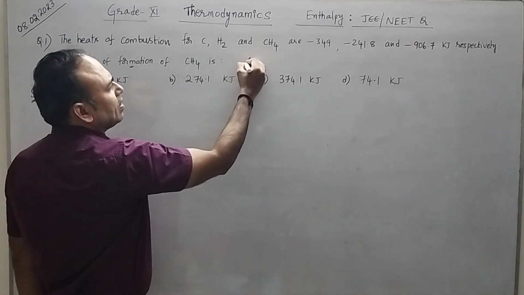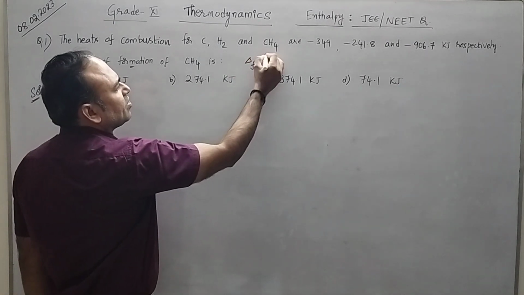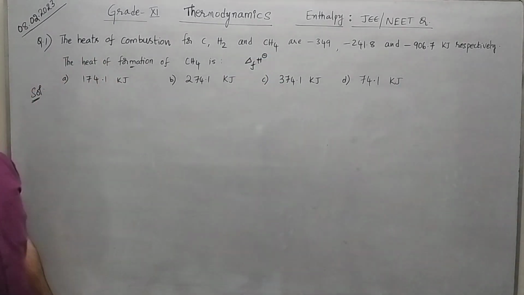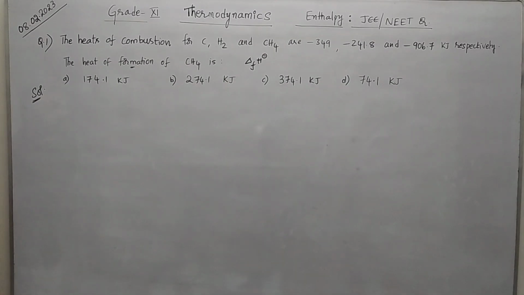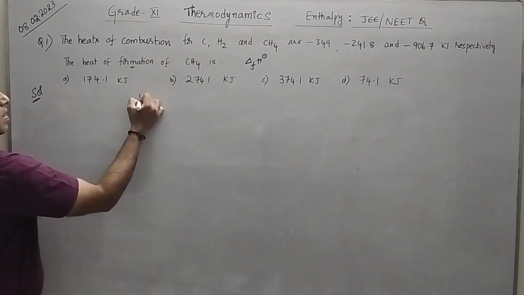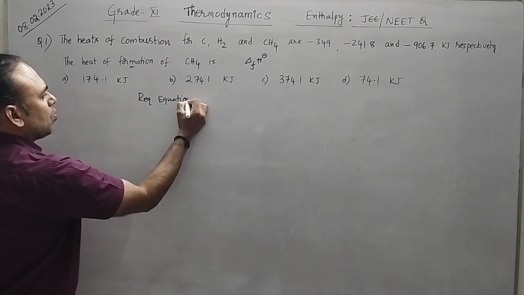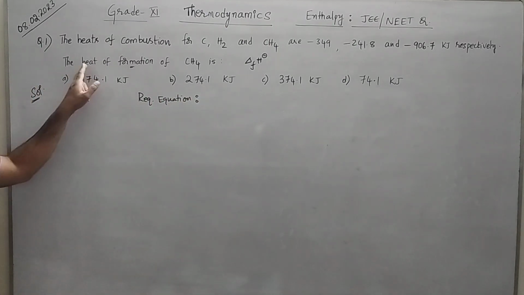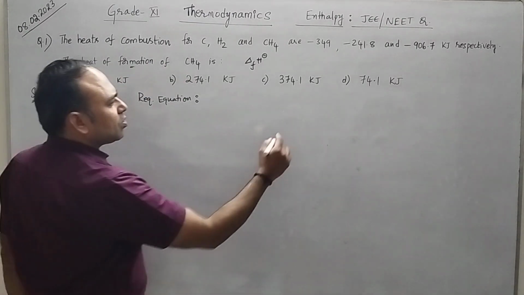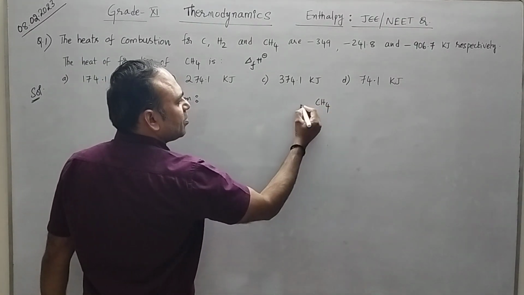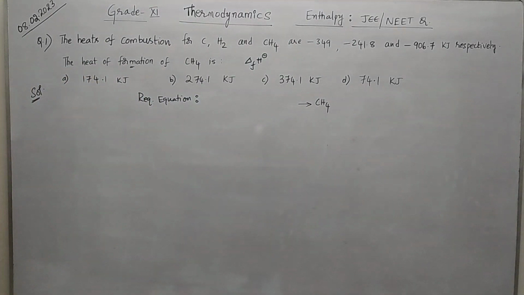So you can write the symbol delta fH, the standard enthalpy of formation. Before we start, let us write the required equation. What is the required equation? Heat of formation of methane. So the formula CH4 you write on the product side.